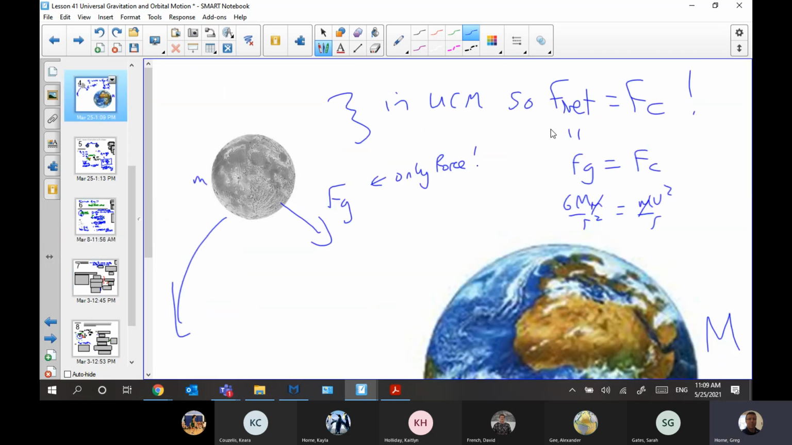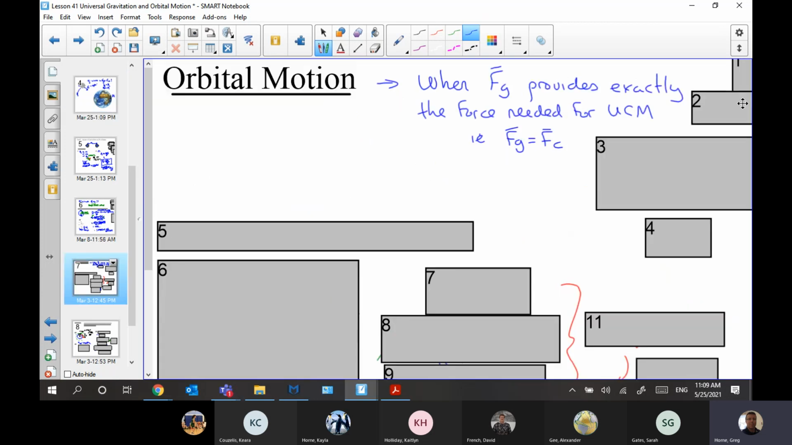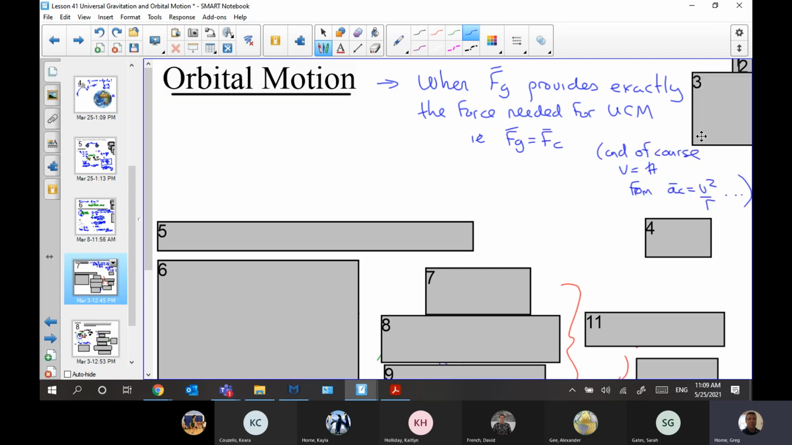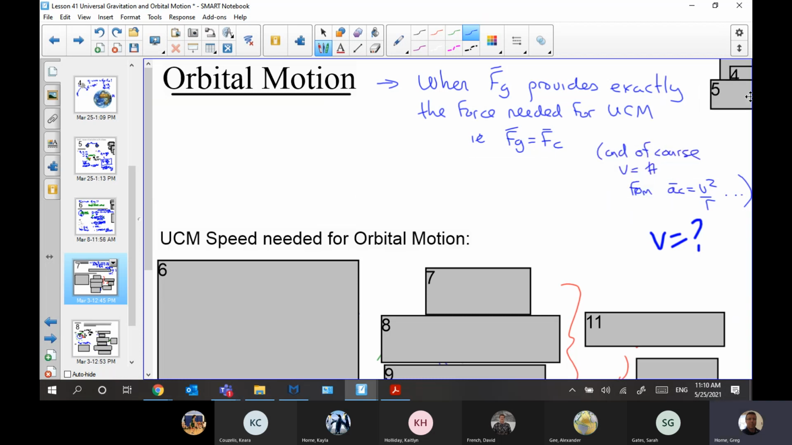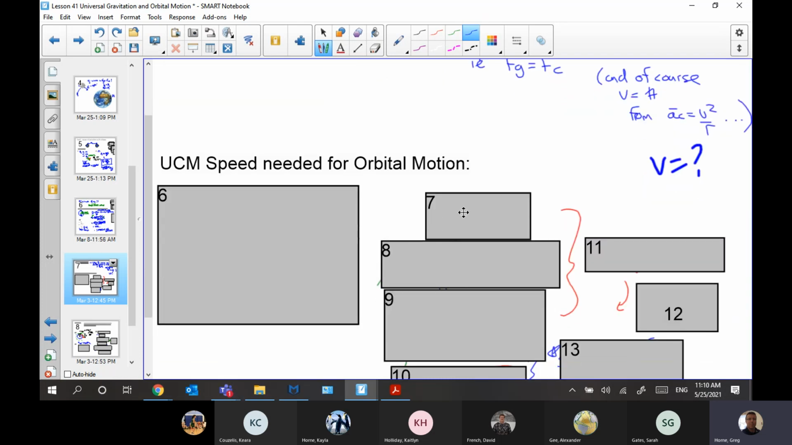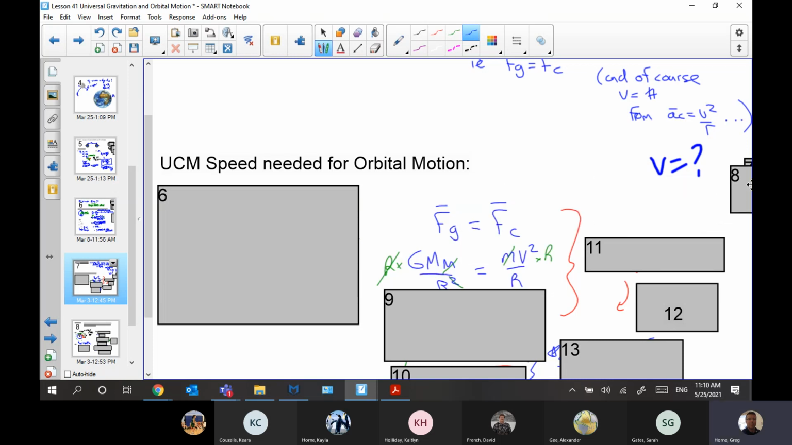So the idea of the net force equals the centripetal force, and so the gravity equals the centripetal force, is what we're actually doing on this page here. So Fg equals Fc, like I showed you. And of course we know the centripetal acceleration is v squared over r. We're probably just going to use mv squared over r. So for uniform circular motion, the speed needed for it, we do what we just showed. Fc equals Fg. So we've got GMm over r squared equals mv squared over r. So just putting these two concepts together.